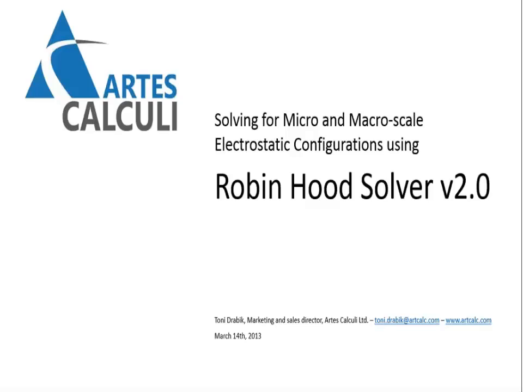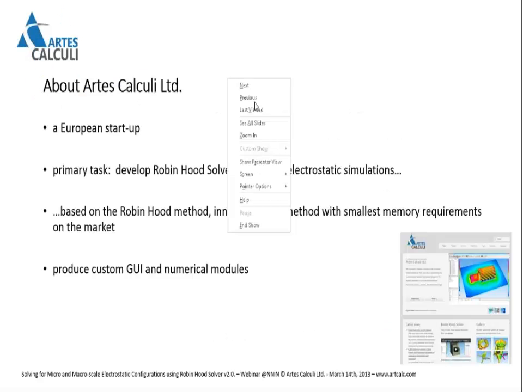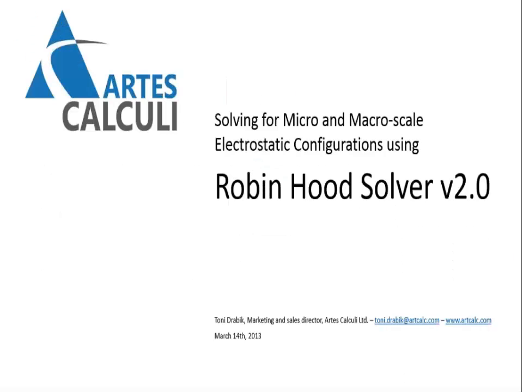Thank you very much. It is great to be able to welcome you all here to our presentation of Robin Hood Solver 2.0. Robin Hood Solver is a software package for electrostatic simulations and modeling. I expect this presentation to last around 40 minutes, and then we will have enough time for your questions and answers, and we will wrap up everything in, I hope, less than an hour.